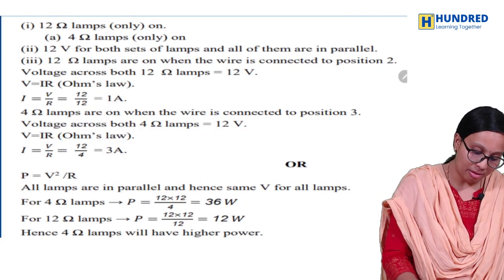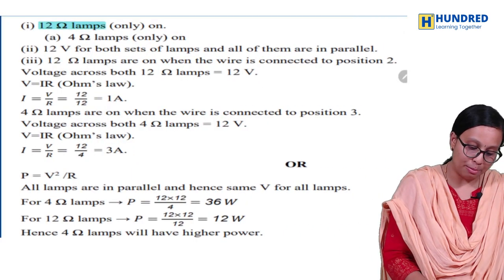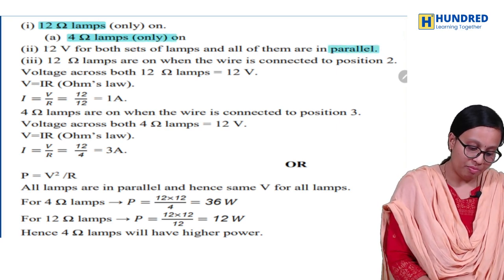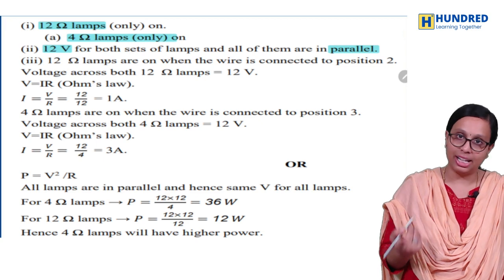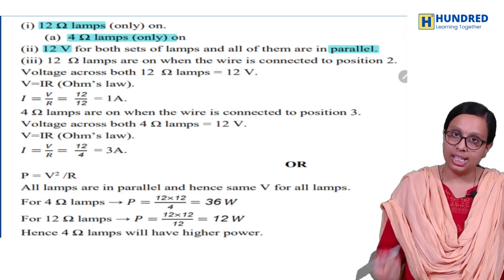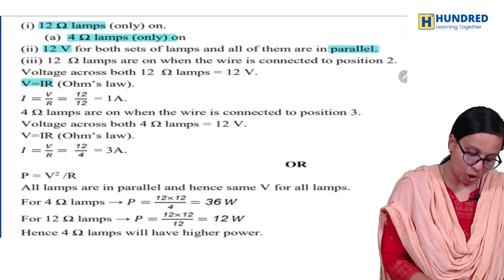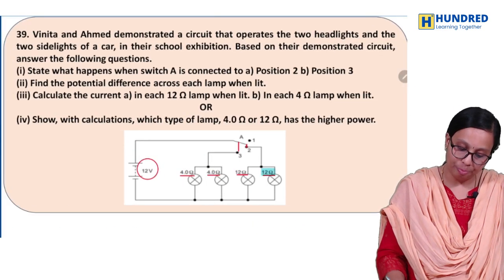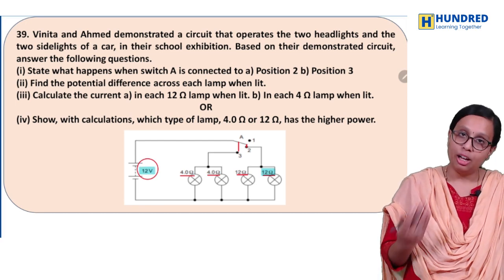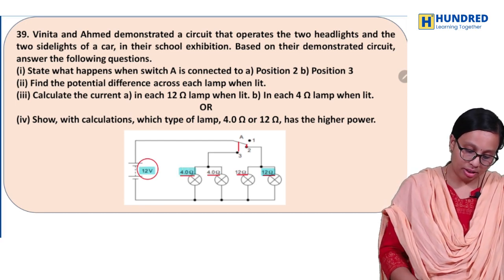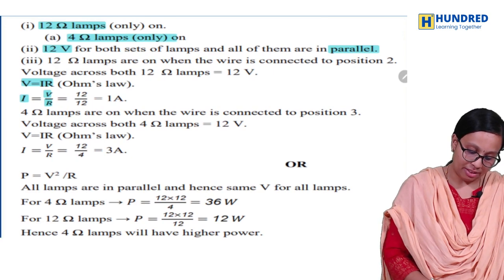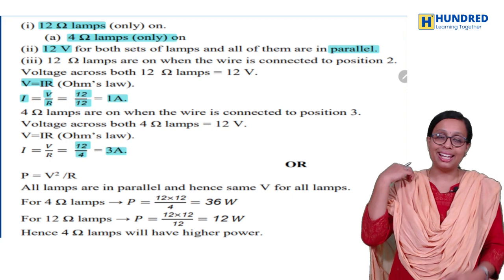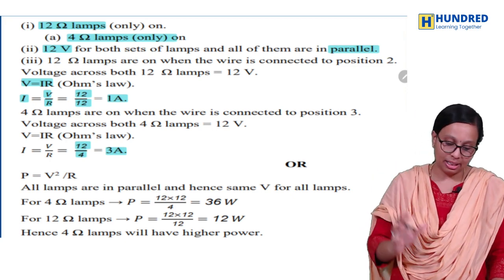So here's the answer. So first case only 12 ohm lamps will be on, second case only 4 ohm lamps will be on. Since it is parallel connection, the potential difference will not change, the current only will change. Now we are calculating the current with the help of Ohm's law. V is equal to IR. So I is V by R. So here for 12 ohm, 12 divided by 12. For 4 ohm, it will be 12 divided by 4. So you're getting 1 ampere and 3 ampere. So less the resistance, more the current. This is about the first question.